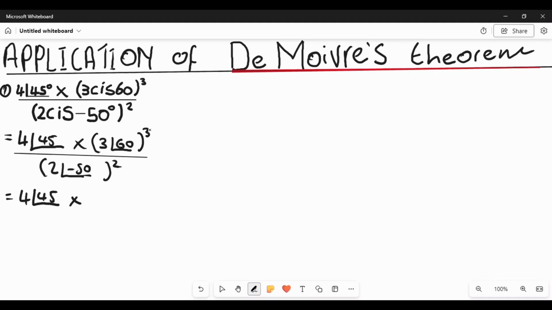Now we have the exponent of 3, so the modulus, which is 3, is going to have the power of 3. And then the argument, which is 60, is going to be multiplied by 3. There we go. Basically, this is how you apply de Moivre. Now let's do the denominator. As we can see, the 2, which is the modulus, is to the power of 2. And then the argument, which is negative 50, is going to be multiplied by 2.